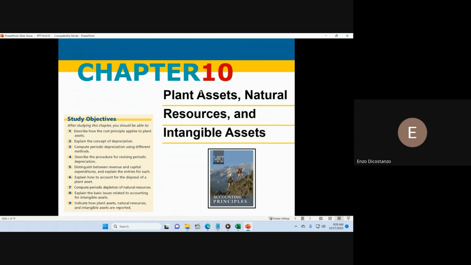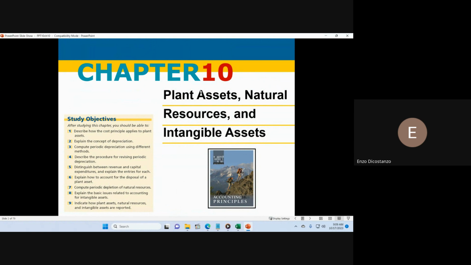The concept of depreciation, periodic depreciation using a couple of different methods, procedures for revising periodic depreciation, distinguishing between revenue and capital expenditures, and explaining the entries for each. And again, everything goes back to the journal, the ledger, the financial statements. We're always going to be going back to that. Compute the periodic depletion of natural resources. The Saudis are going to care a lot about that with their natural gas deposits and petroleum deposits.